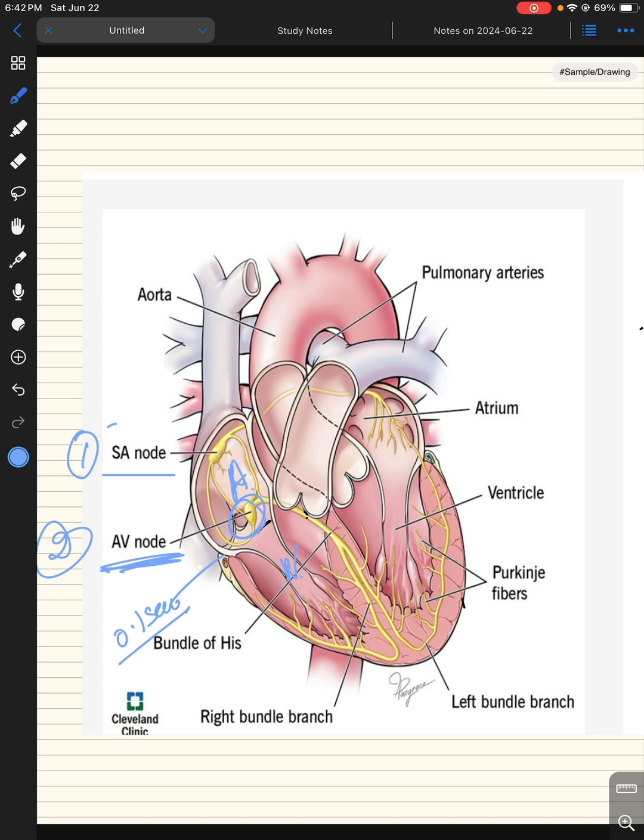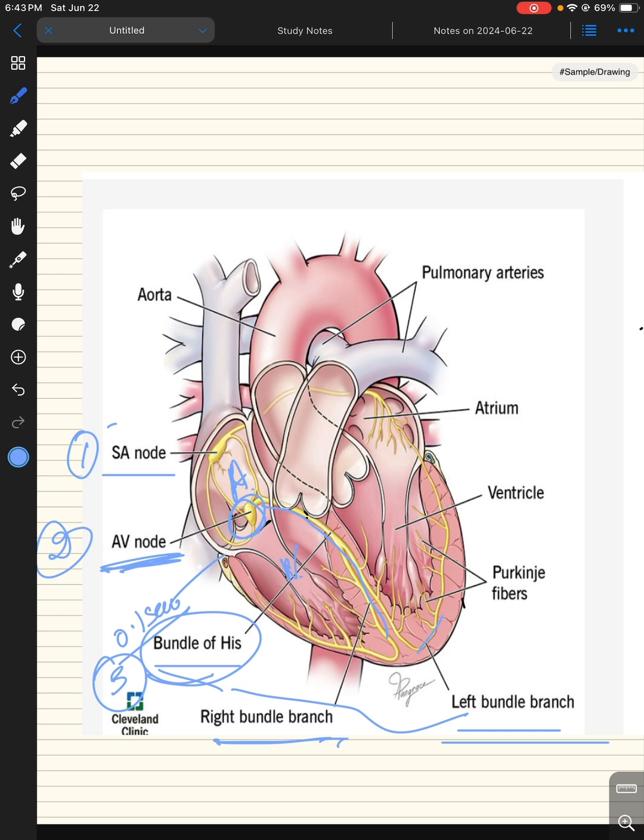Okay, then we have bundle branches conduct. So we can see these are the bundle branches, right? So this is your bundle of His. So the bundle of His will pass impulses to your right bundle branch and left bundle branch. Okay, so after the AV node, it will hold the signal for some fraction of a second. Then the bundle of His will generate that signal to these right and left bundle branches.